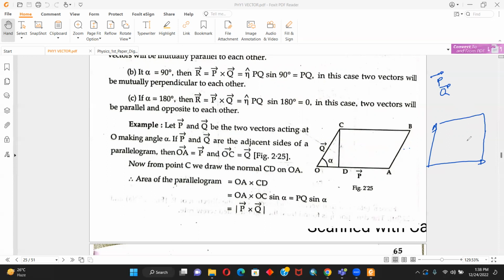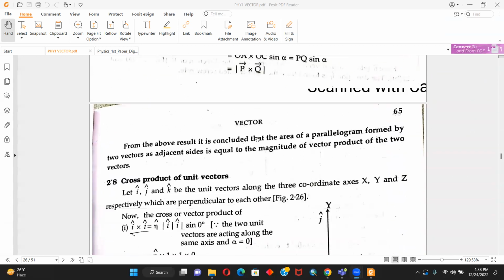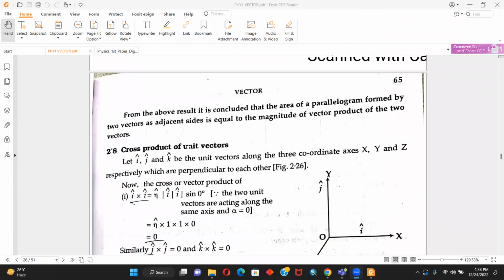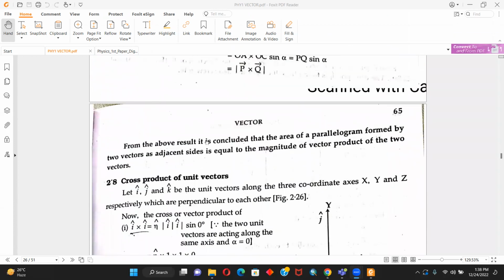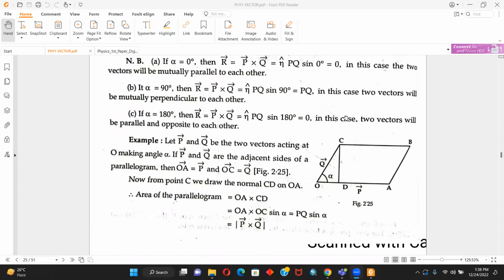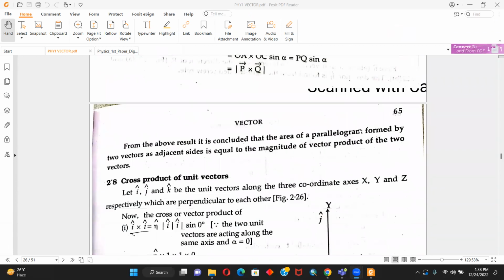Okay, understand my point? And what will be the direction? Direction could either be upwards or downwards. Okay, understand? Yes. Okay, and we will learn about a matrix as well. Okay, all right, so now we've learned about the cross product of two vectors in a parallelogram, and it will be equal to pq sine alpha.